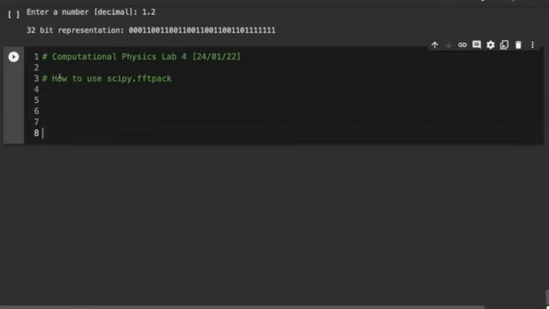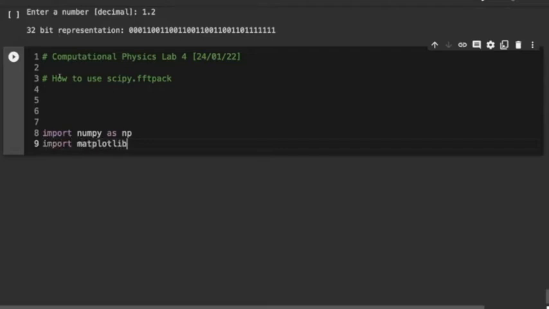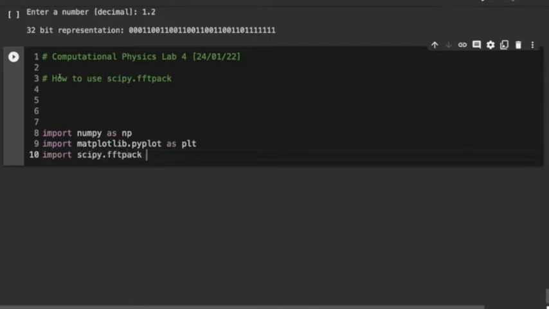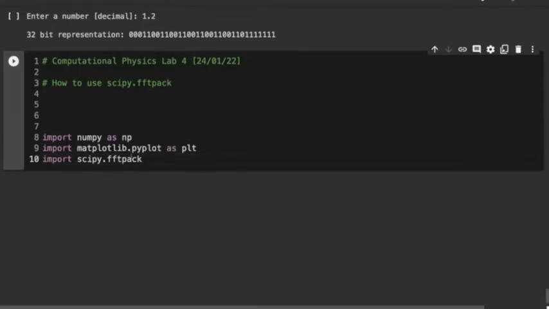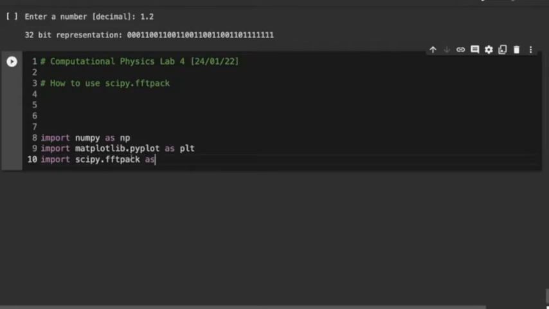But to call this library, let me just write import numpy as np, because that is something that anyway we will need. And we also will like to plot things. So this we have seen already. Now there is the additional thing, which is import scipy.fftpack. So this is a library or module, and then that module has a submodule called fftpack. SciPy is a greater module, and that I will just import as FFT.